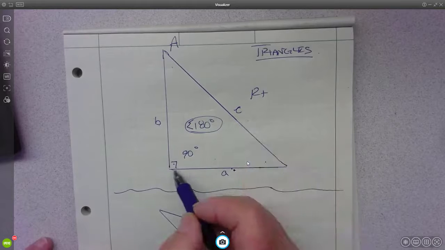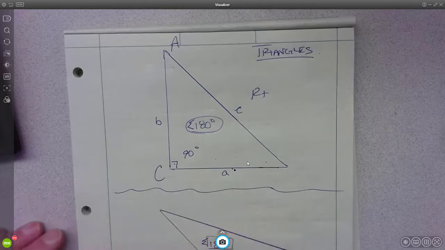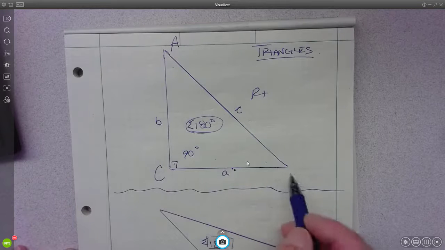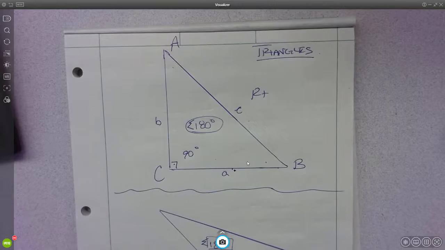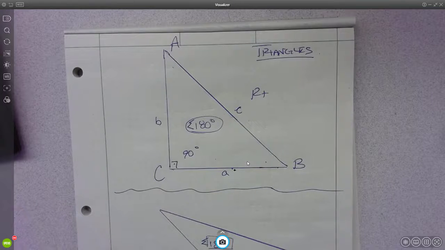So then this would be C. Sometimes we don't even label that because a lot of times it's given on a right triangle, right? It's 90 degrees. And then this would be B. That sets up SOHCAHTOA. If you cannot visually see the angle opposite, then you're not going to be able to do opposite over adjacent, right? Because it's opposite over adjacent. You have to be able to identify that.